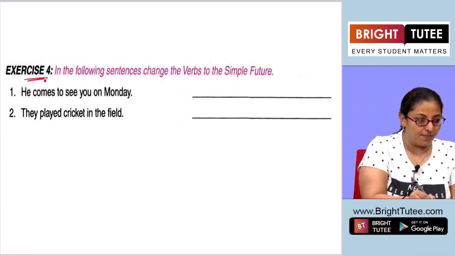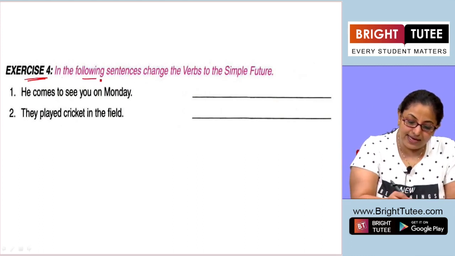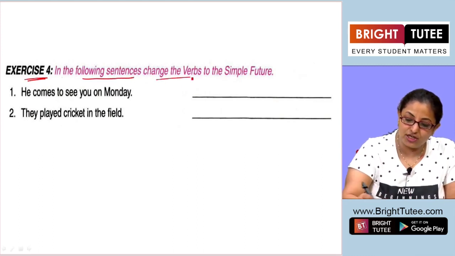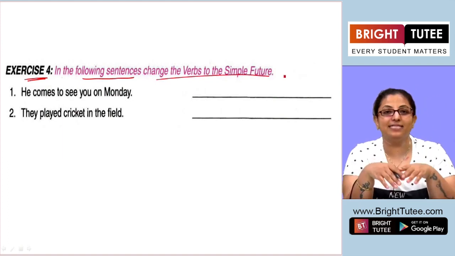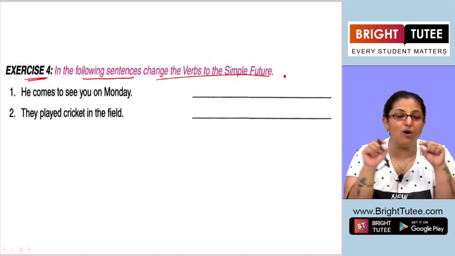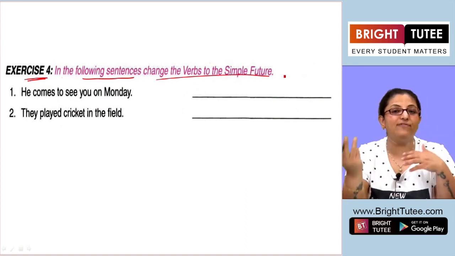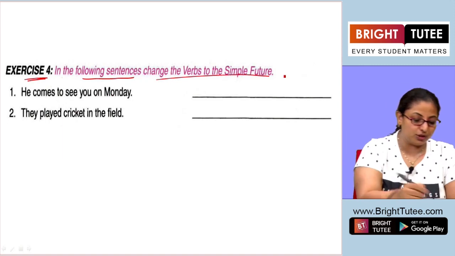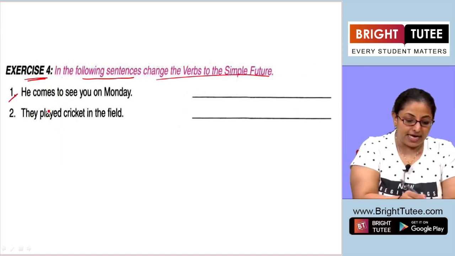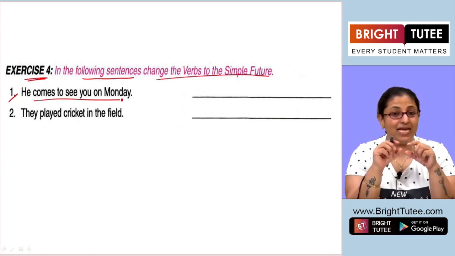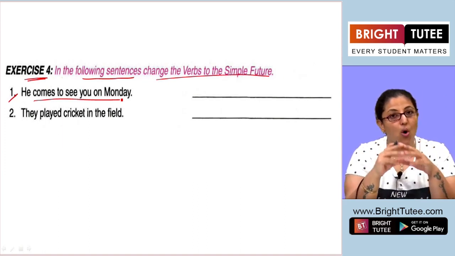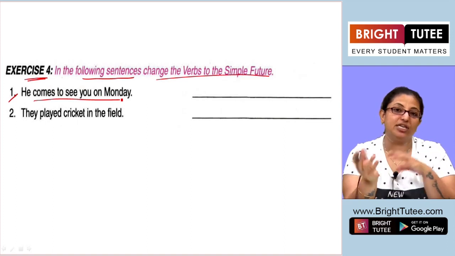Exercise number 4. In the following sentences, change the verbs to the simple future. Now here in the sentences, we have to change the form of the verb into simple future tense, right? So let's do this. First, he comes to see you on Monday. How will we change it into future tense?